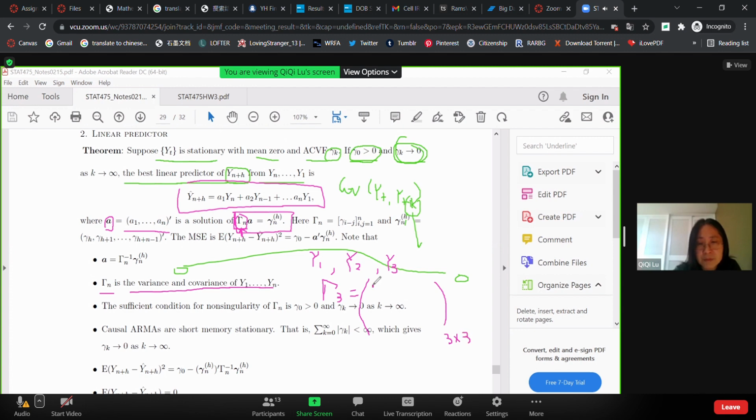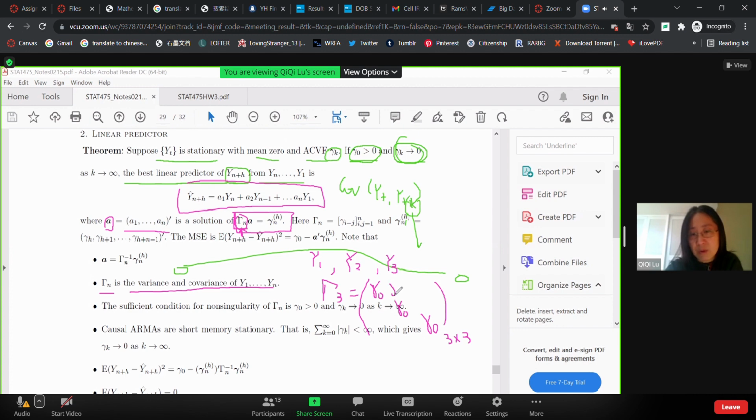So the diagonal is the variance of each Yt here. The first one is the variance of Y1, that's gamma 0. Since it's stationary, you have gamma 0 on the diagonal, so the variance is constant. Off the diagonal, that's the covariance, or autocovariance.